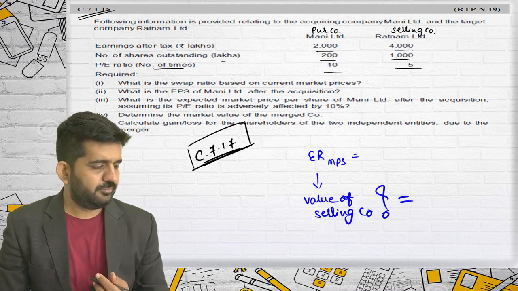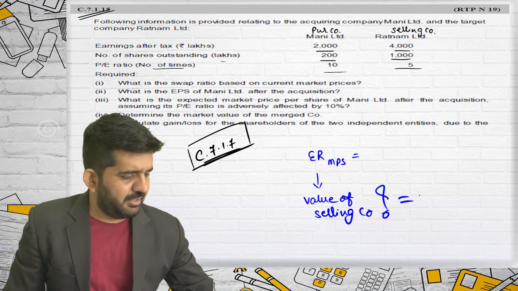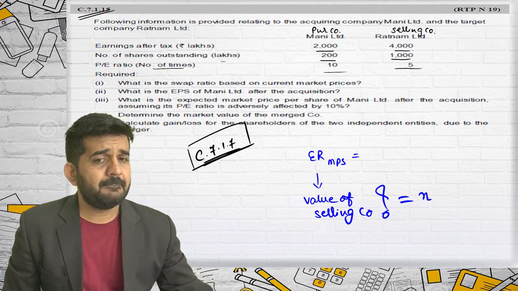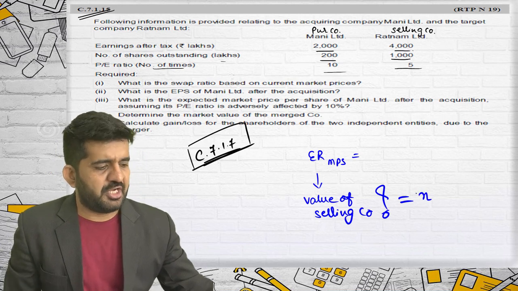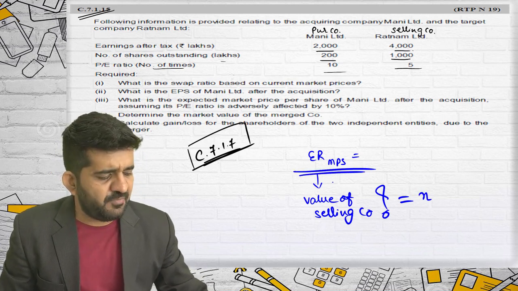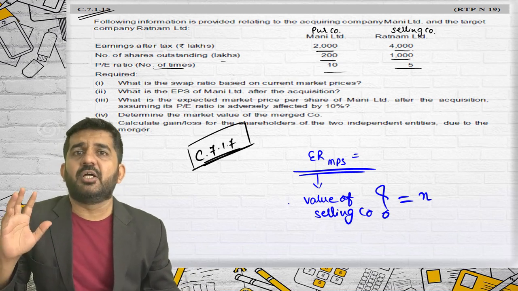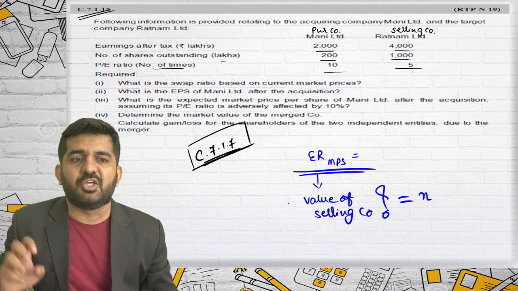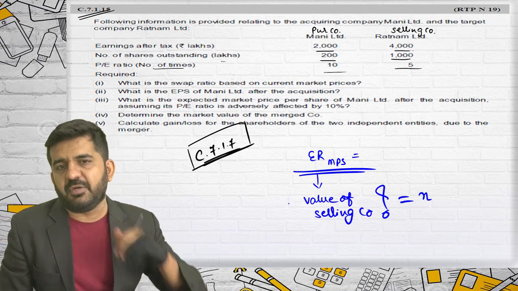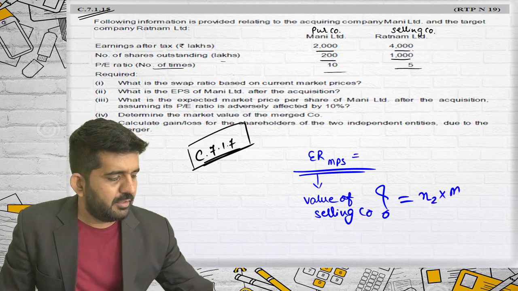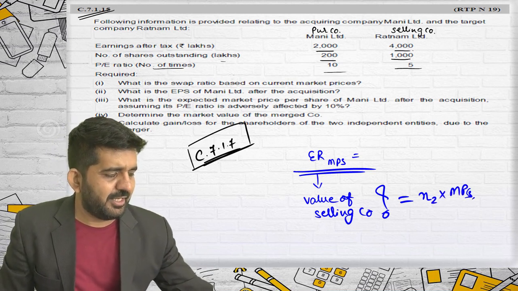Sir, market value of the company. Exactly. In this question, sir, market value is not given. I'm not talking about the market value of the selling company in the current question. I'm talking about if exchange ratio is based upon MPS, what is the price payable to selling company, or what is the value of selling company which has been made? So market price into number of equity shares. Exactly. Is it all right?